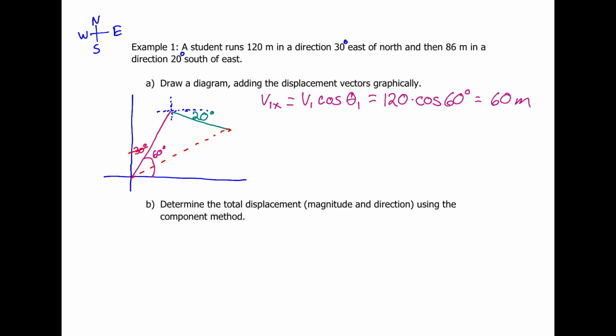Next one, very much the same. What we're going to do is V2x next, before the bell rings in 2 minutes. We're going to maybe stop there. So we're going to go V2 in the x direction. So that's going to be V2 cosine of angle 2. Oops, I don't want Q, I want theta. Theta 2. So in our case, the second length is 86, and it's still cosine, but the angle is 20.